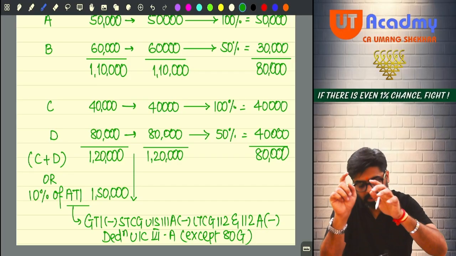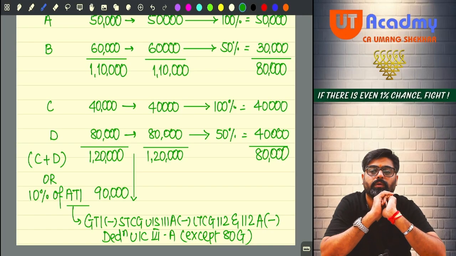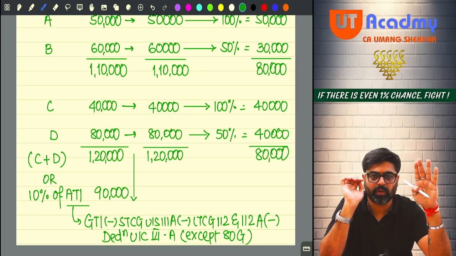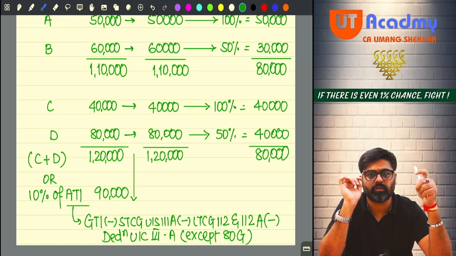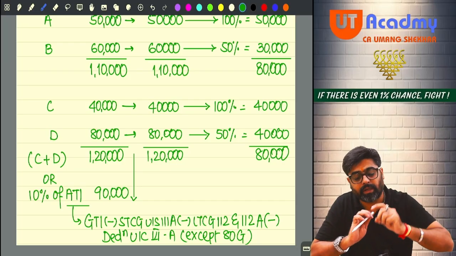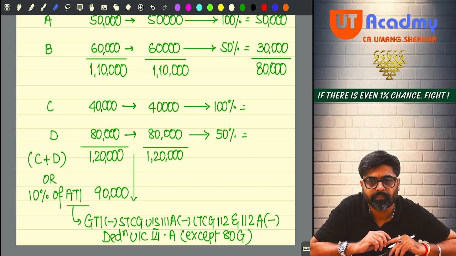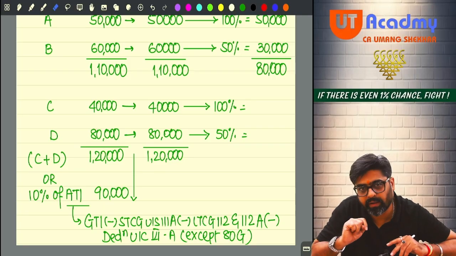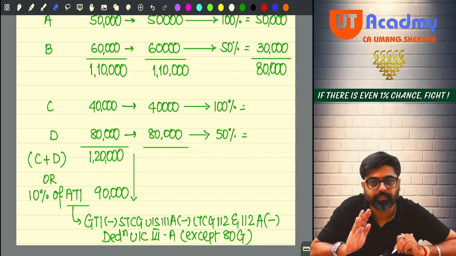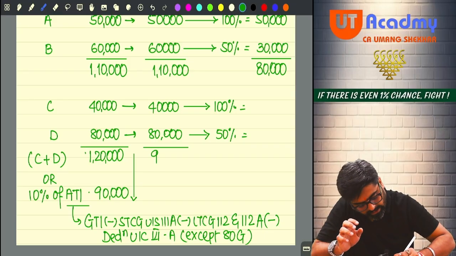Understand now? Now what if this limit was only 90,000? Possible or not? Meaning the adjusted total income you calculated was 9 lakh rupees. So 10% of 9 lakh will be 90,000. So C and D both taken together cannot be more than 90,000. But it is 1,20,000, sir. Can you qualify the entire 1,20,000 or only 90,000? So this or this, whichever is lower. So 90,000 you will qualify.